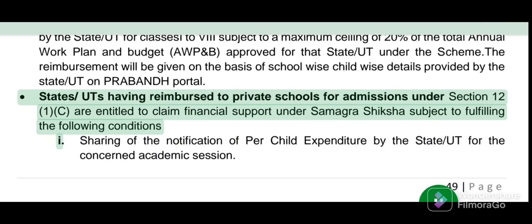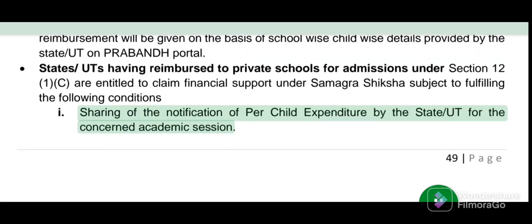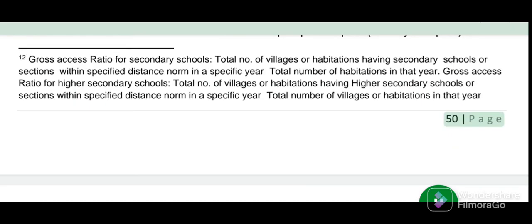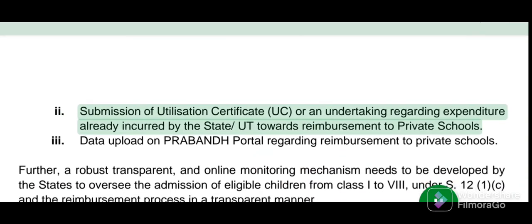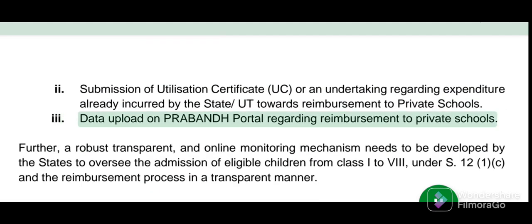States/UTs having reimbursed private schools for admissions under Section 12(1)(c) are entitled to claim financial support under Samagra Shiksha, subject to fulfilling the following conditions: I. Sharing of the notification of per child expenditure by the state/UT for the concerned academic session. II. Submission of utilization certificate (UC) or an undertaking regarding expenditure already incurred by the state/UT towards reimbursement to private schools. III. Data upload on the PRABANDH portal regarding reimbursement to private schools.